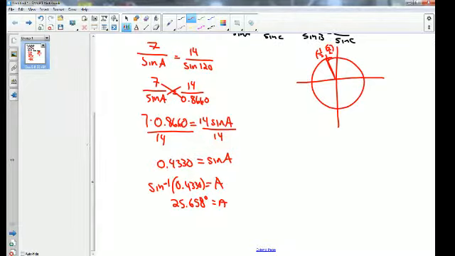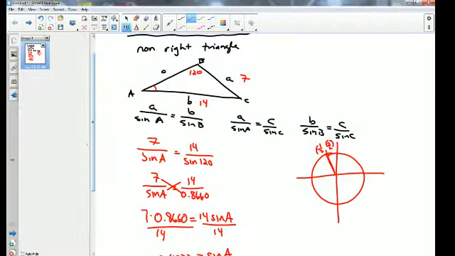Okay, so does that make sense? Using the law of sines? If you have 3 numbers, 2 of them do have to be across from each other. Okay? You can solve for the 4th.